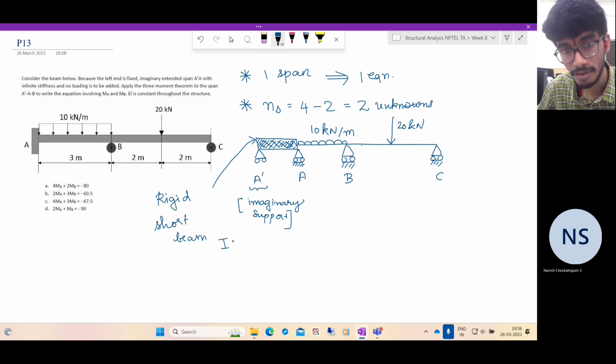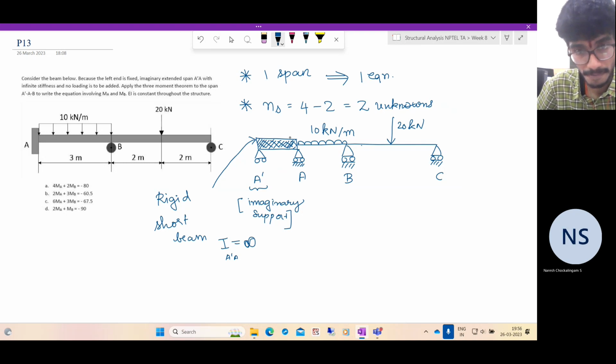So it's like I is equal to 0. Sorry, I is equal to infinity for this. I A prime A is very large. It is almost infinity, which means this beam at this point cannot bend at all. It will remain stiff under any applied loading. This cannot bend. And if it cannot bend, what does it mean?